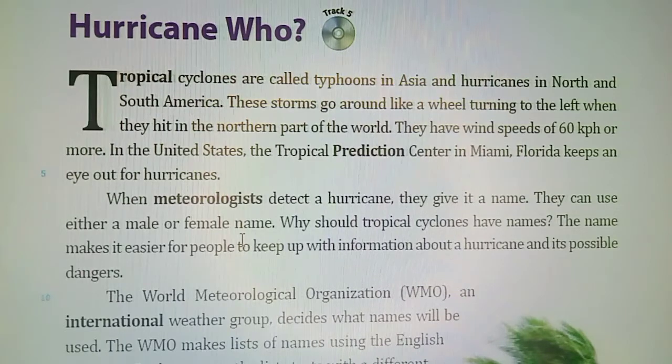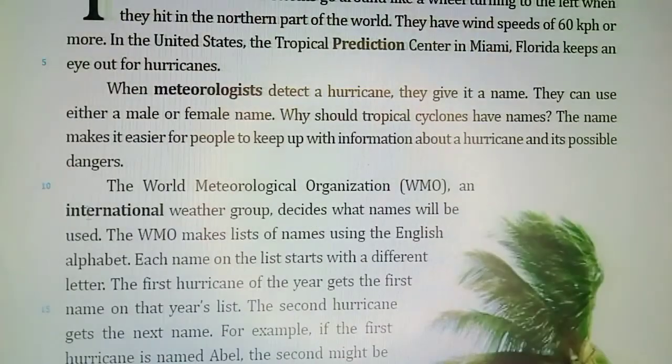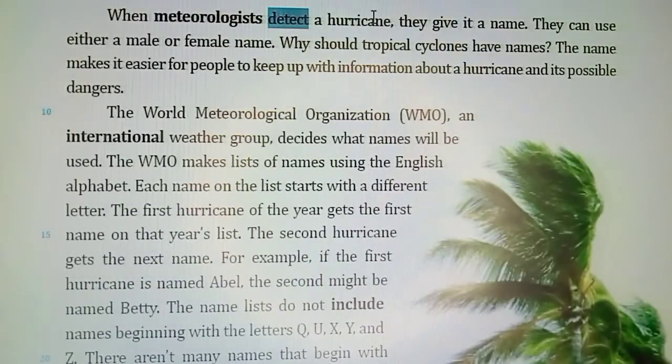In the United States, the Tropical Prediction Center in Miami, Florida, keeps an eye out for hurricanes. When meteorologists detect, yeah, that's right. When meteorologists detect a hurricane, they give it a name.